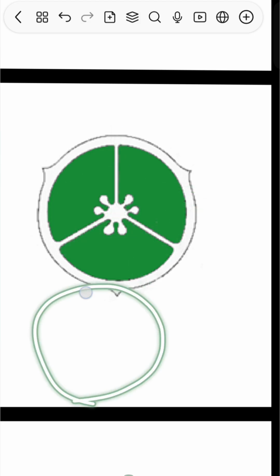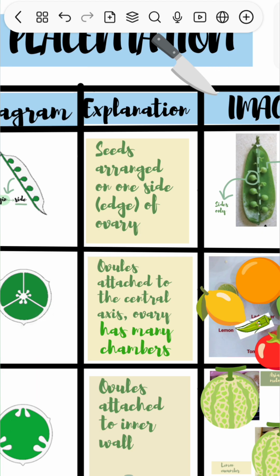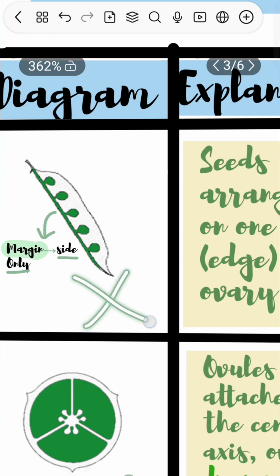You understand it, right? So this is single. Because of this partition, it's divided into three. Here septa are present, the dividing partitioners are present. Here, do you see any partition? No, right? So here no septa are present.